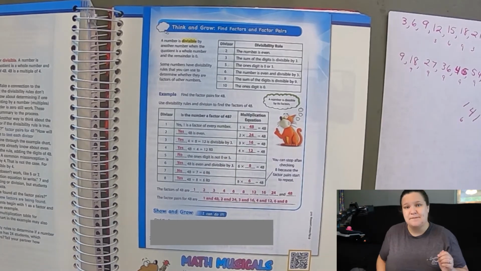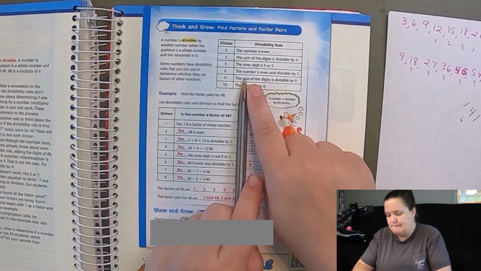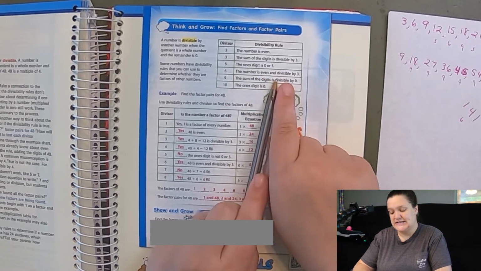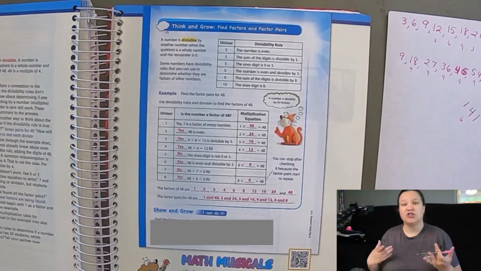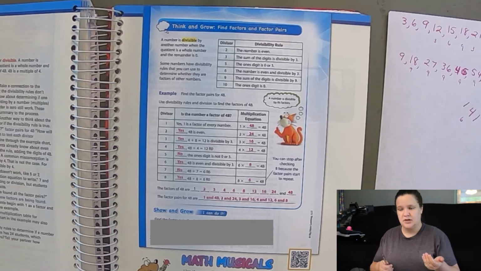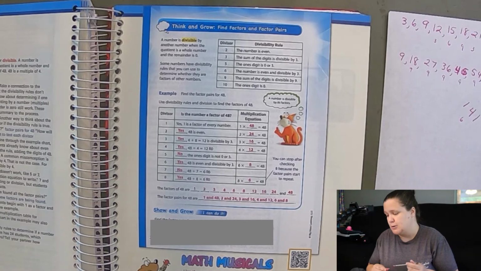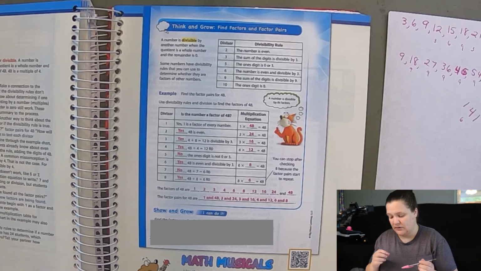The rule for 6. Now this is a two-part rule. If the number is even and is divisible by 3. So like 12. 12 is even and it's divisible by 3, which means it's also divisible by 6. 18. 18 is even. It's divisible by 3, so it's also divisible by 6. So it's not enough that it's divisible by 3, it also has to be an even number. That's the rule for 6.